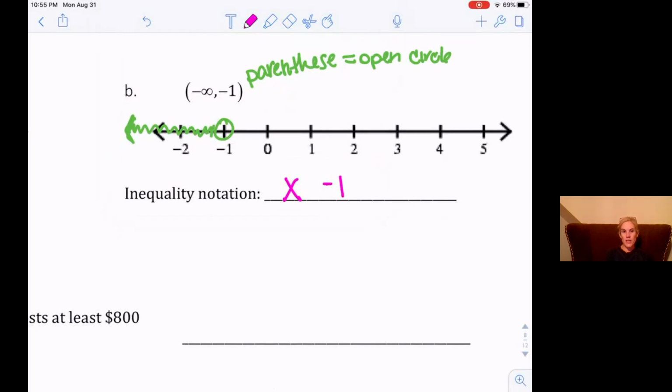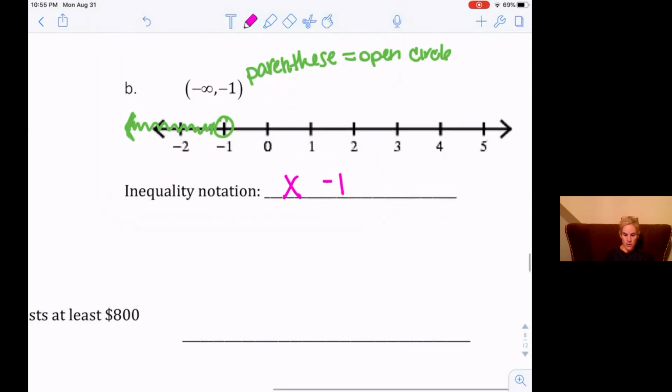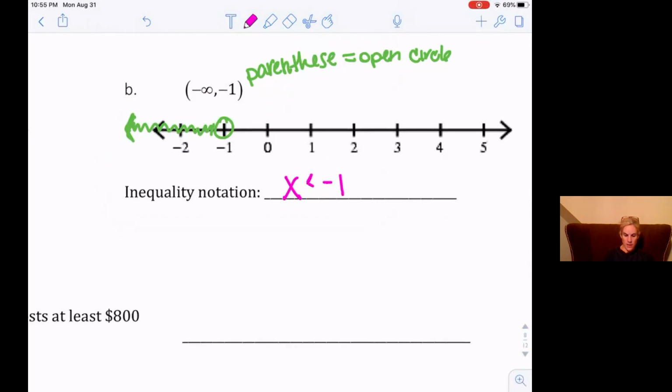So to indicate a less than, we would point it to the left. So it would say x, and do your inequality symbol pointing to the left for less than. x is less than negative 1. We're not going to underline this because negative 1 was not included. That circle did not get filled in.